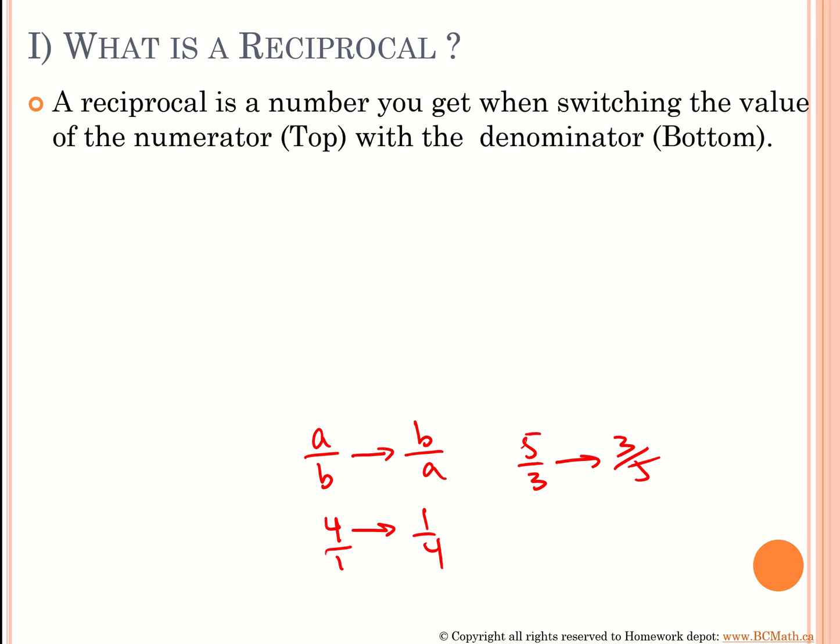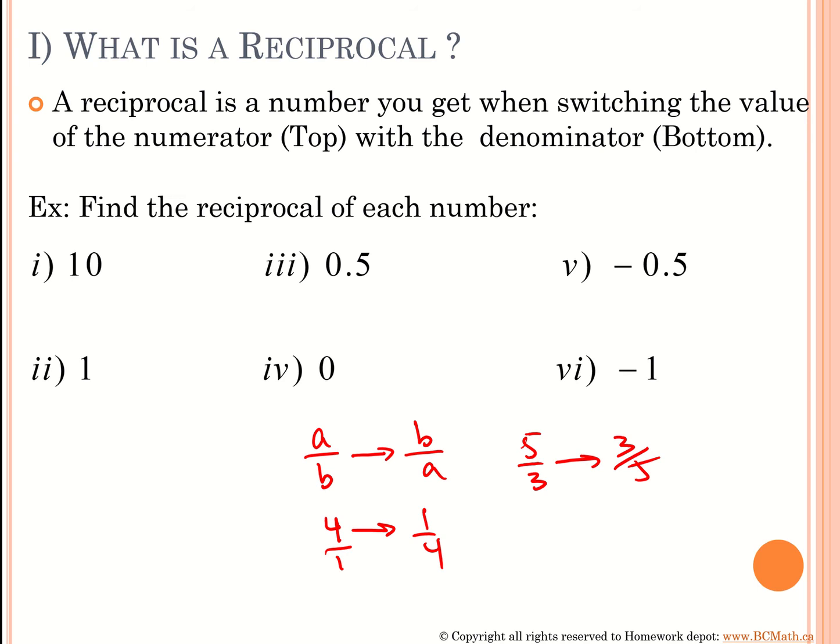Another thing is that when you do the reciprocal, it doesn't change the sign. If it's positive, it stays positive. If it's negative, it stays negative. So here we go, first example. What's the reciprocal of each of these numbers? The first one's 10. So 10 becomes 1 over 10, because 10 is like 10 over 1.